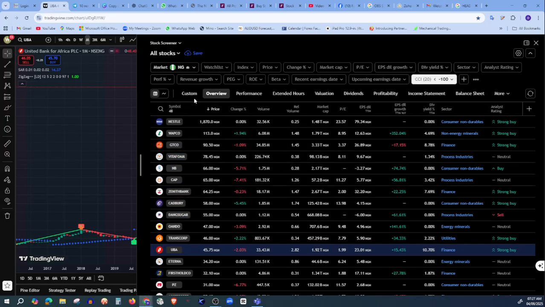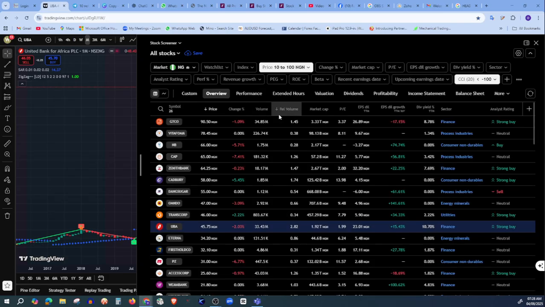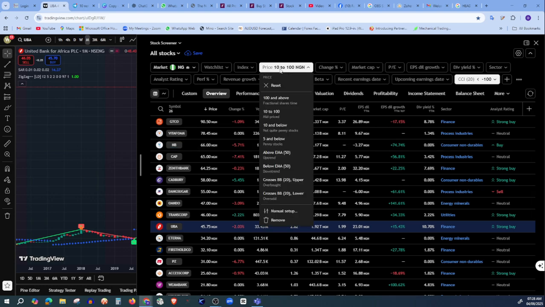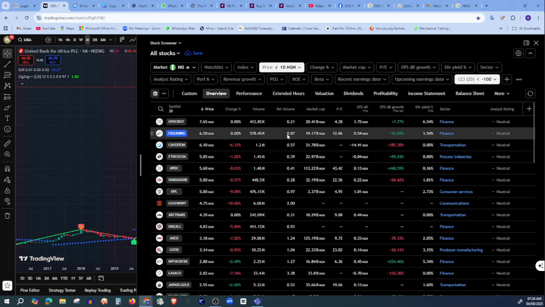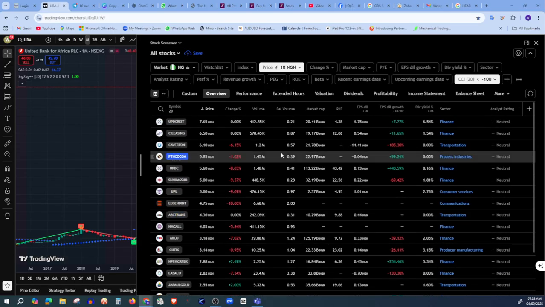That's one filter. I can come here again and add a price filter. Even with this filter, I still need to add a price filter. I can say I only want to see stocks that are between 10 naira and 100 naira. I'll select. Let's say I'm looking for stocks that are below 10 naira. Say 10 naira and below. So it has already filtered it for me. These are 10 naira and below.